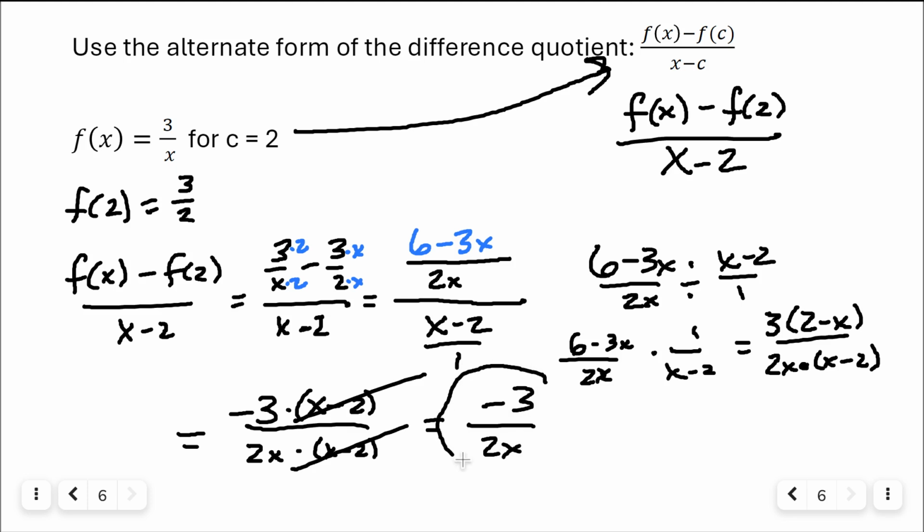And that's my answer. Okay, again, I get an expression with a variable in it. That's fine. All right, and that's my answer. Okay, that's how you work with the difference quotient. All right, and we'll practice.